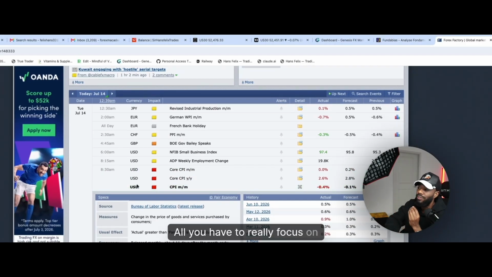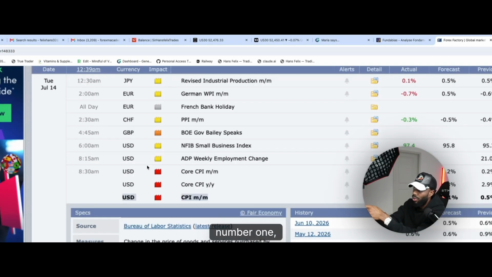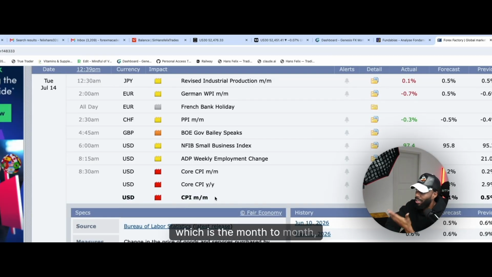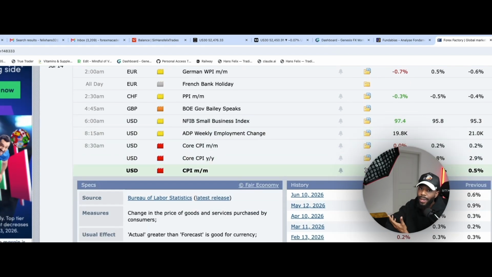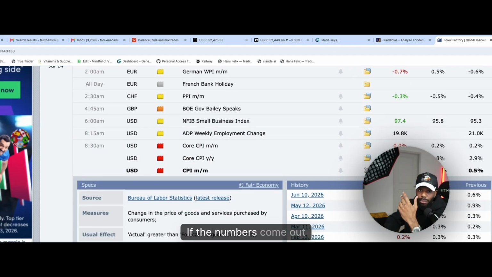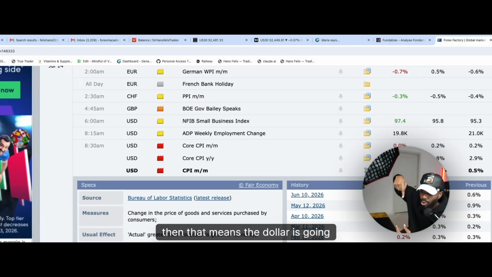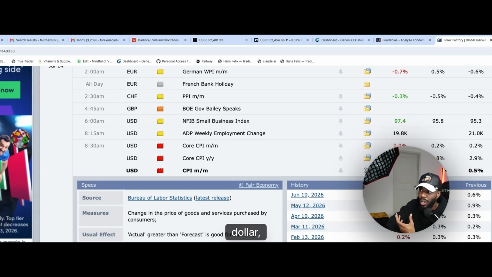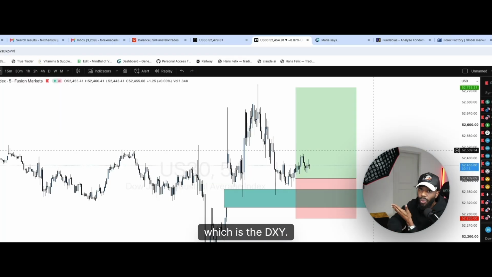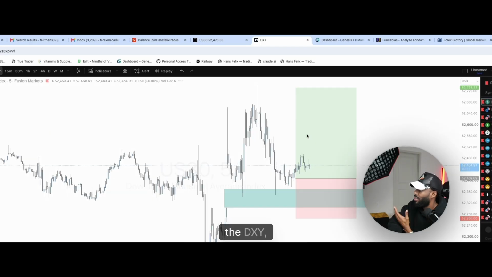All you have to really focus on is number one, looking at the CPI M/M, which is the month to month. What does the numbers look like they're going to be? Because here's the thing, right? If the numbers come out less than anticipated, then that means the dollar is going down because it has direct correlation with the US dollar, which is the DXY. Okay, so I have it right here, the DXY.